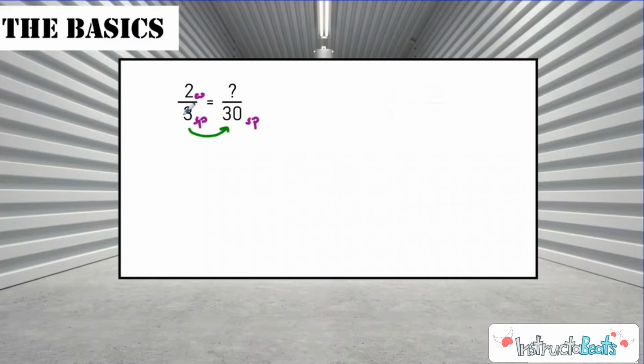If I'm changing 3 spark plugs to 30 spark plugs, that's going to be multiplying by 10, which means I need to keep the same multiplicative relationship between the first ratio and the second ratio. So I need to multiply this by 10 as well. And so if there were 30 spark plugs, there would be 20 wrenches. Sometimes you get an easy one like that where the scale factor is nice and friendly and you can see that multiplicative relationship pretty easily.